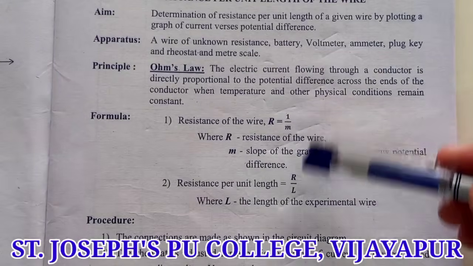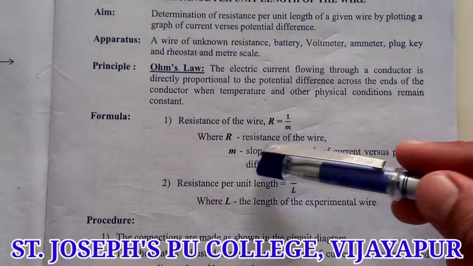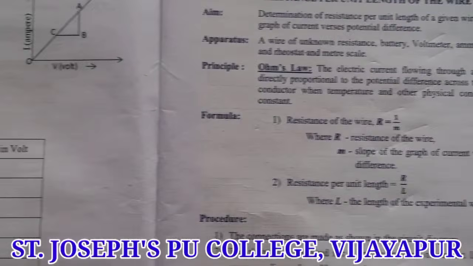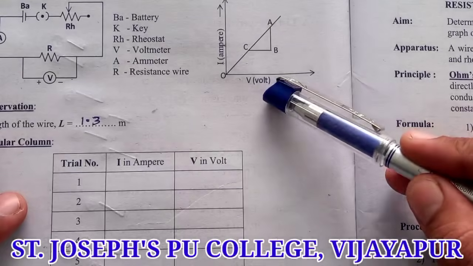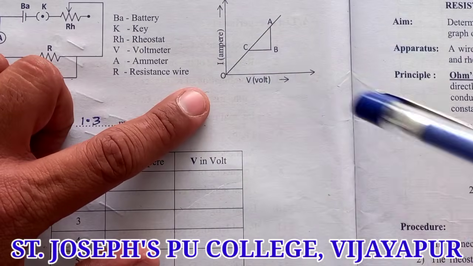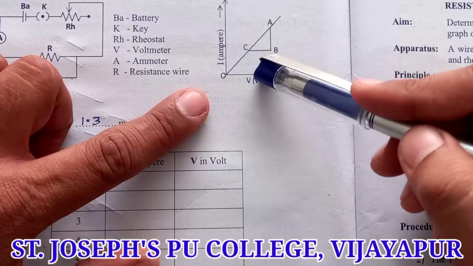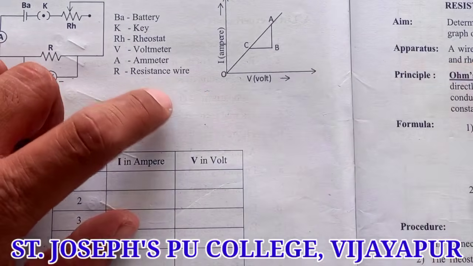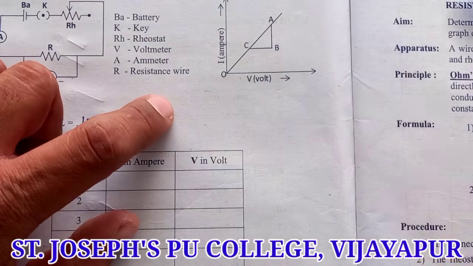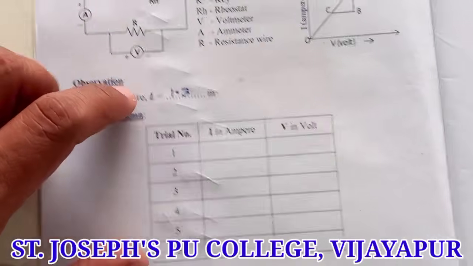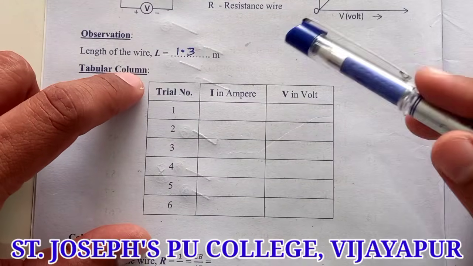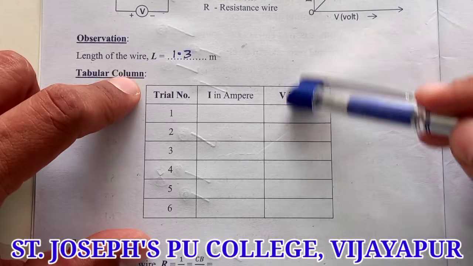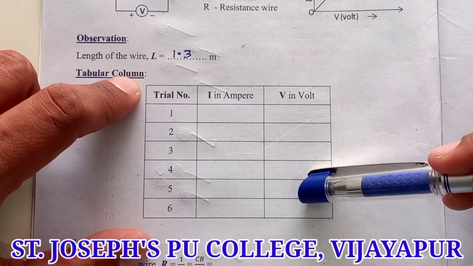By using these two formulas, we have to find the resistance per unit length. While calculating the resistance of the wire, we have to calculate the slope of the graph. For calculating the slope, we need values of current and potential, I and V. Usually in graphical experiments we have to take a minimum of 6 trials, so we need a total of 6 current values with the corresponding potential values.